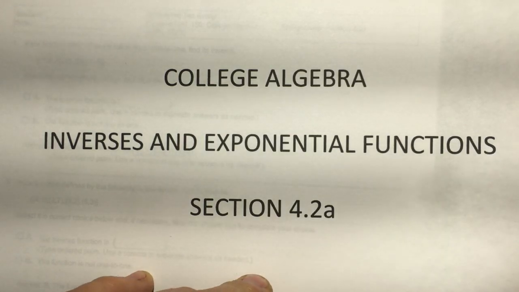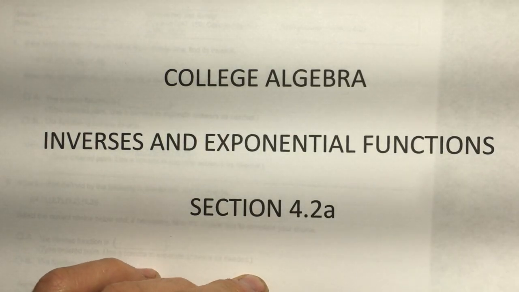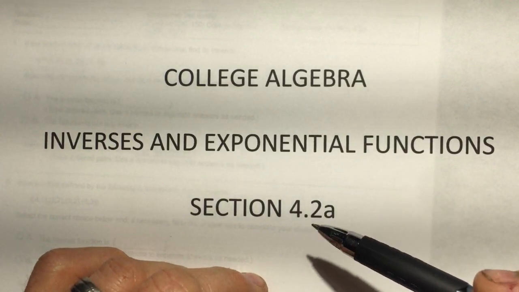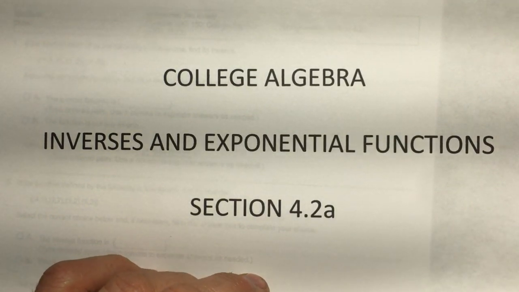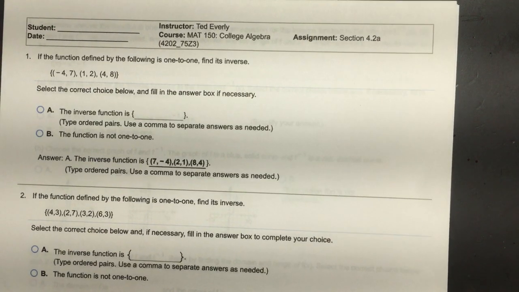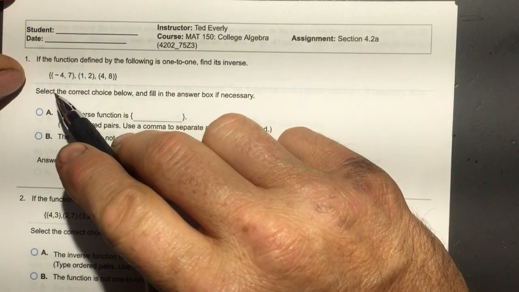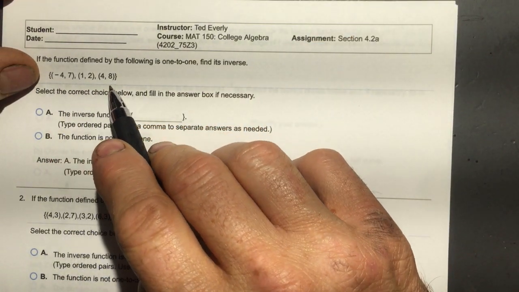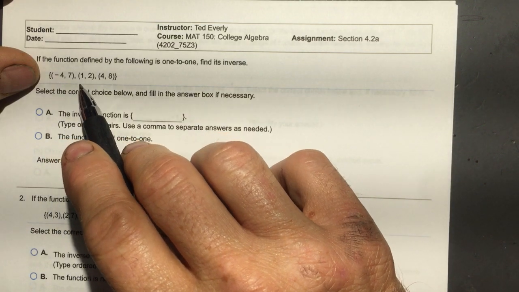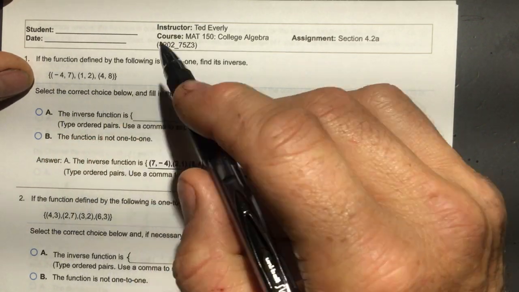All right, college algebra. We're looking at inverses and exponential functions today, section 4.2a. If we look at number 1 here, this is a relation. We see 3 ordered pairs in this relation.